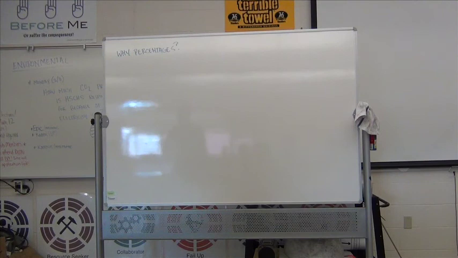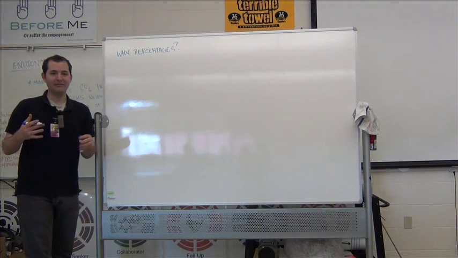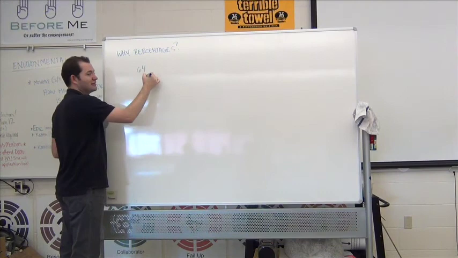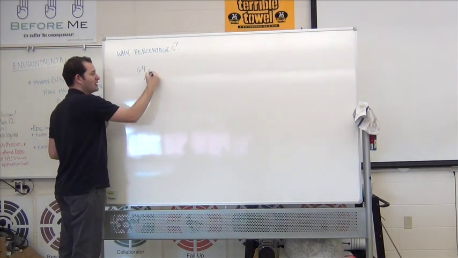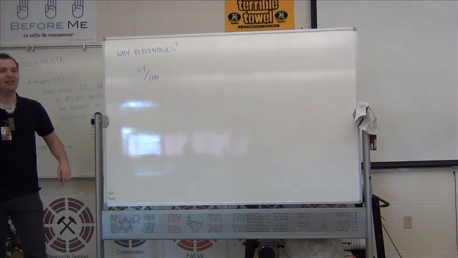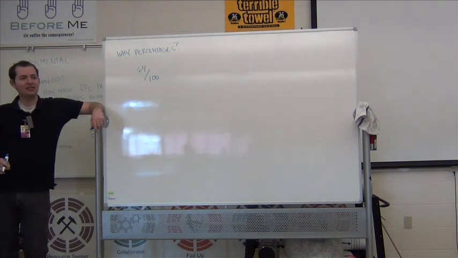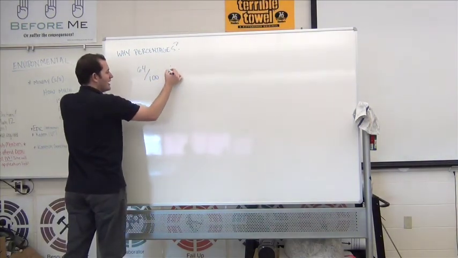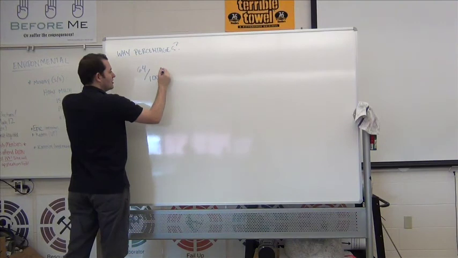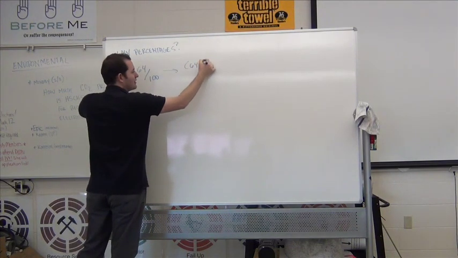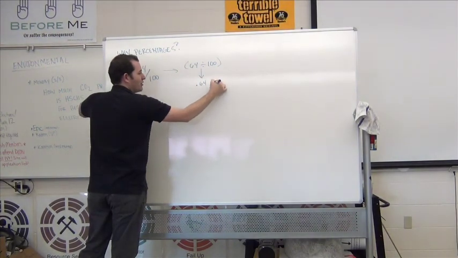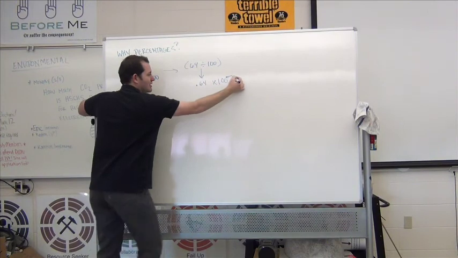So we're going to start somewhere simple. Let's say you have an assignment or a test, and you get 64 out of 100. How do I figure out what my percentage is? You divide 64 by 100 and times it by 100. Okay, so I'm going to divide. 64 divided by 100 gives me 0.64. Multiply that by 100%.